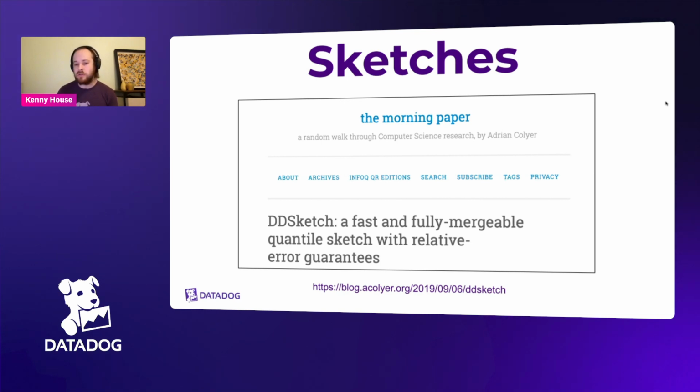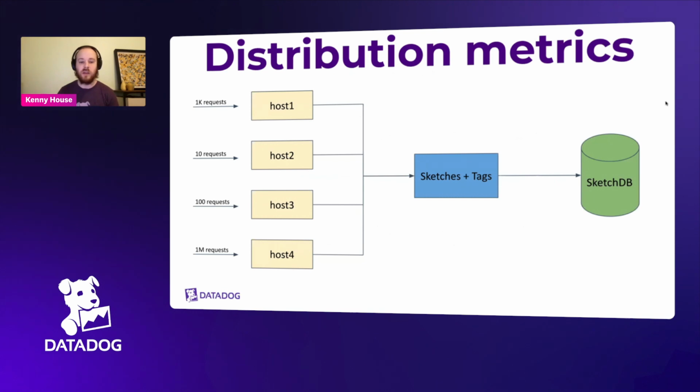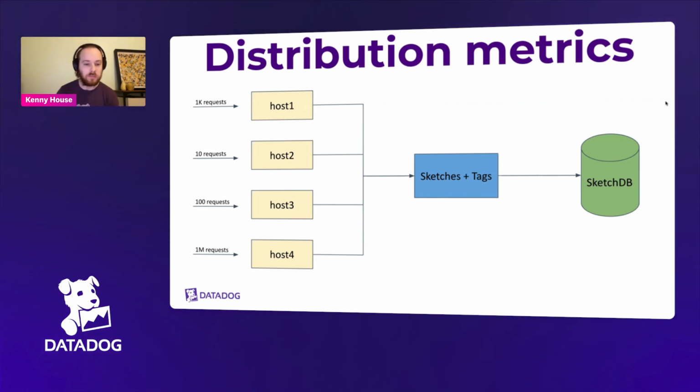The important points for SketchDB in particular is that DD Sketch is fully mergeable. So this means that we might be receiving sketches from many hosts, many serverless functions or containers. All of those can be merged together to give us a complete picture. We also have relative error guarantees from those sketches.